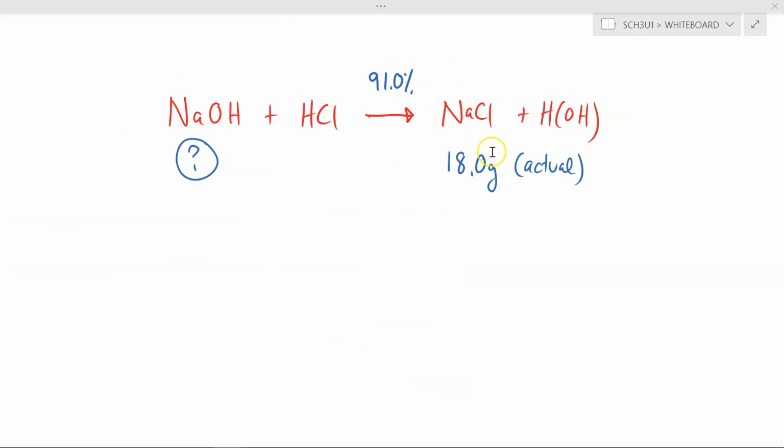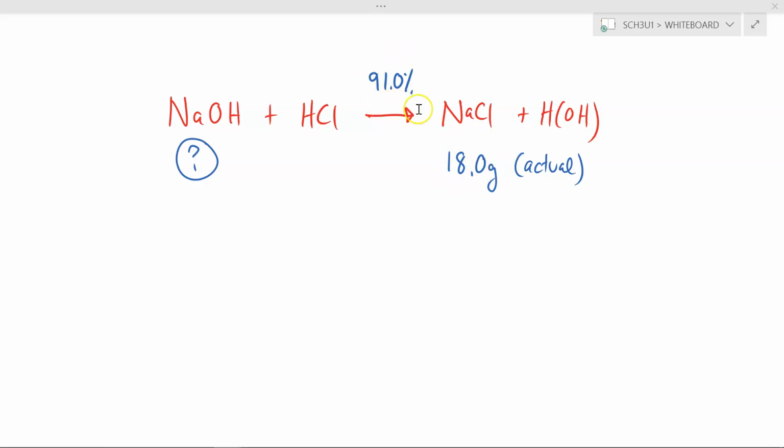Instead of going forwards telling me how much I'm going to make, let's go backwards to see what amount I need to make this value. So let's pretend this reaction has a 91% yield, and I want to make exactly 18 grams of sodium chloride. So I want to actually collect this mass of sodium chloride, not theoretically get it. I want to actually recuperate 18 grams after factoring this 91%.